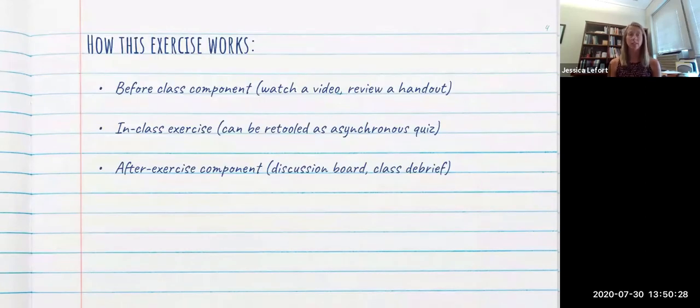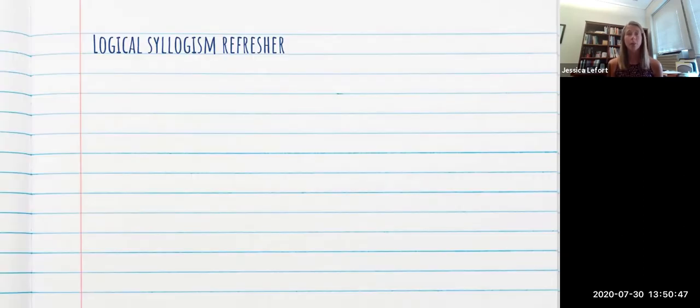How this exercise works is there's a before-class component, an in-class exercise, and an after-class component. Depending on whether your in-class exercise is actually taking place in class or is being flipped to be asynchronous, the after-exercise component can then be either in class or after class. But first I want to begin with a quick logical syllogism refresher. Now I said that this exercise does not require a knowledge of formal logic or the logical syllogism. I want to give you this refresher, however, because I find it to be helpful to explain why I like to start with the kinds of fallacies that I start with.